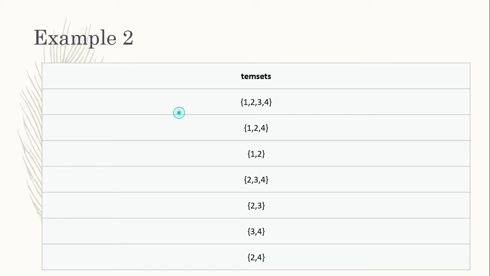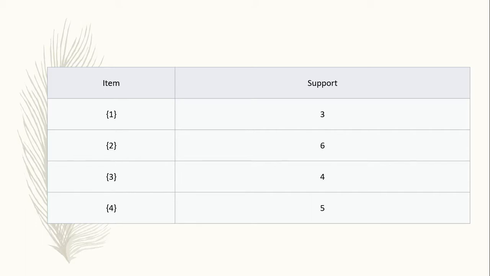So let's start with the frequent item sets of step number 1. Item 1 occurs 3 times, so it survives, and according to our rule it satisfies the condition, because 3 is the support threshold. Item set 2 occurs 6 times, so it also survives. 3 occurs 4 times and 4 occurs 5 times. So all of 1, 2, 3 and 4 are valid in the first step.